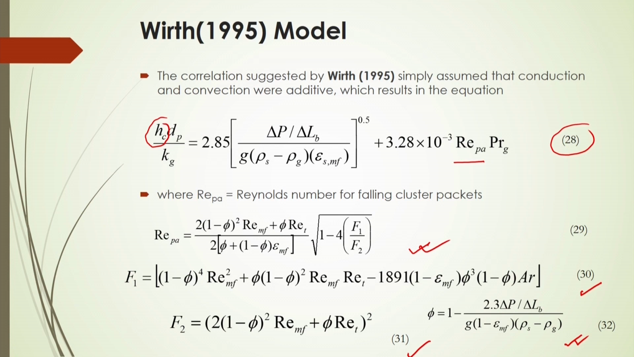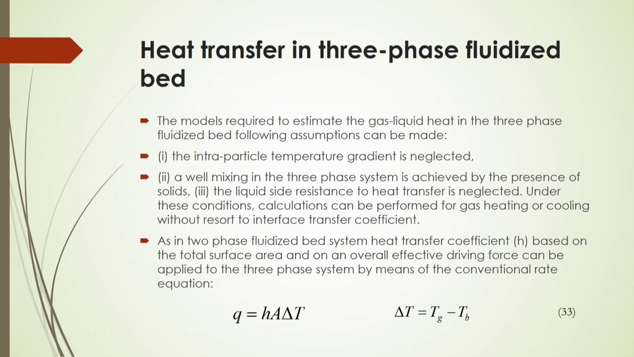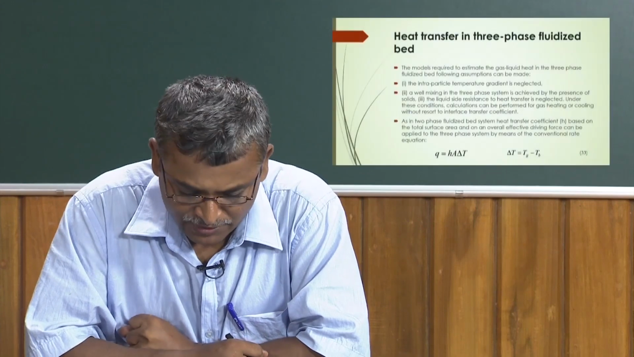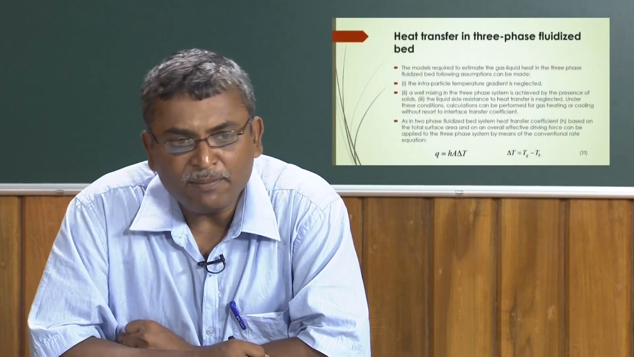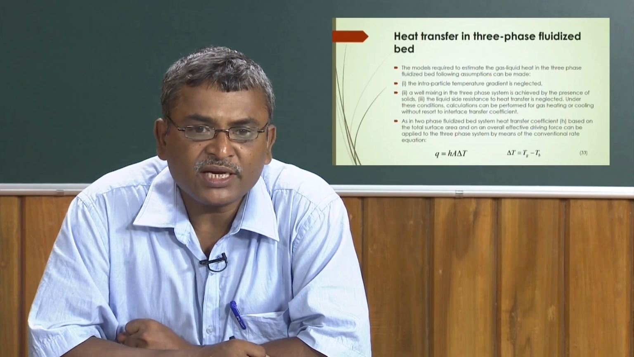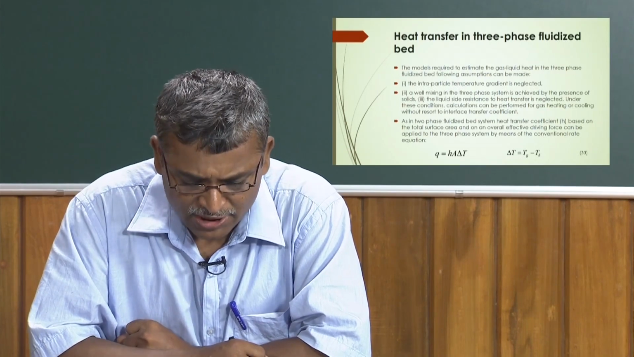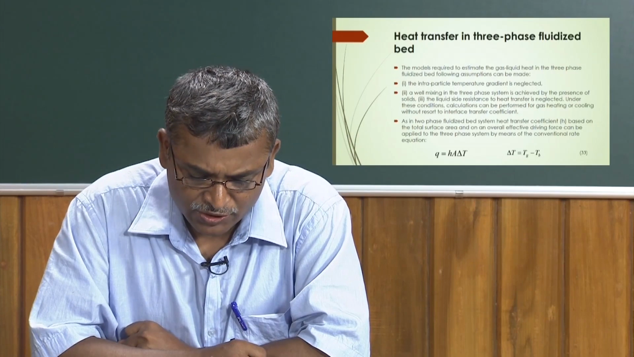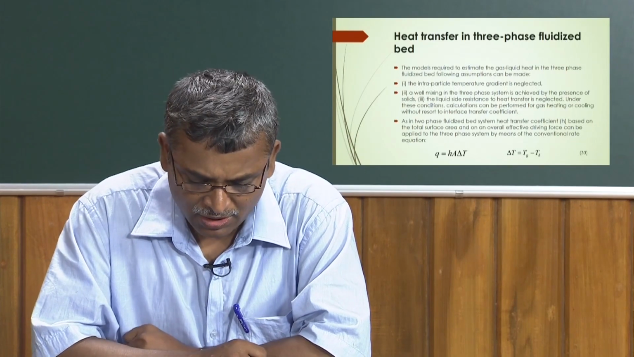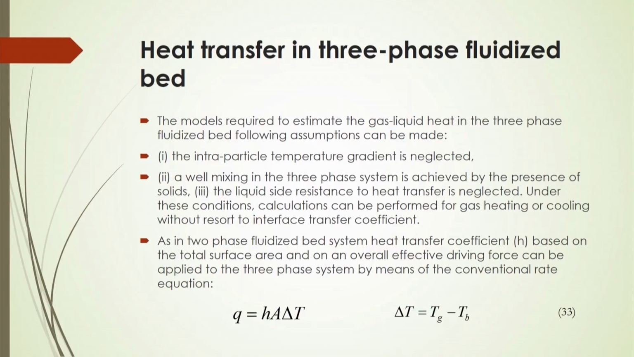So, for the first fluidized bed, we can calculate the convective heat transfer coefficient by equation number 28. And what should be the heat transfer coefficient for the 3-phase fluidized bed? Again, as per the same principle of heat transfer coefficient measured in a 2-phase fluidized bed, the 3-phase fluidized bed also follows the same principle, by measuring the temperature difference between the gas or liquid mixture and the bed temperature.